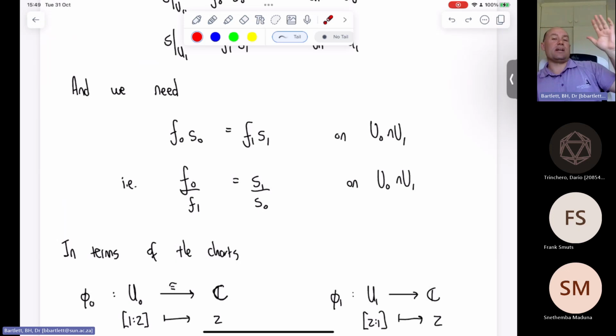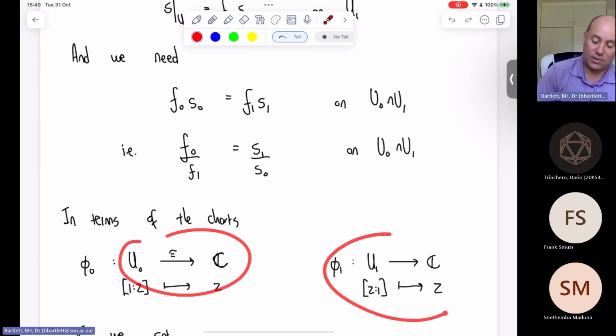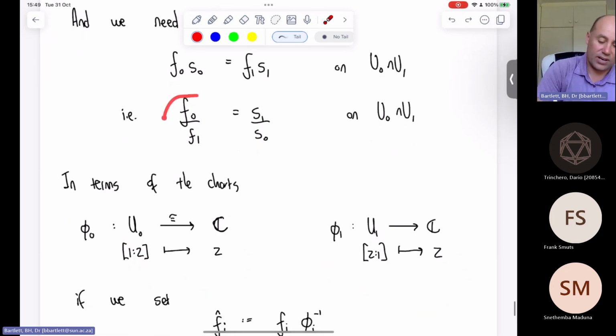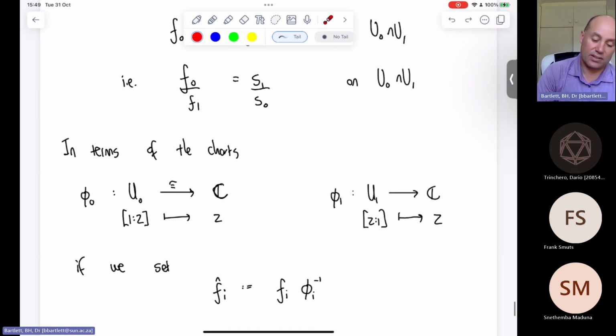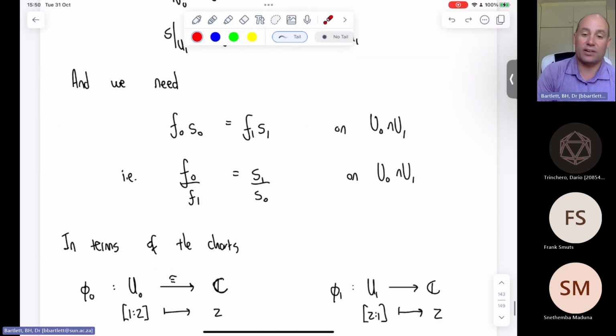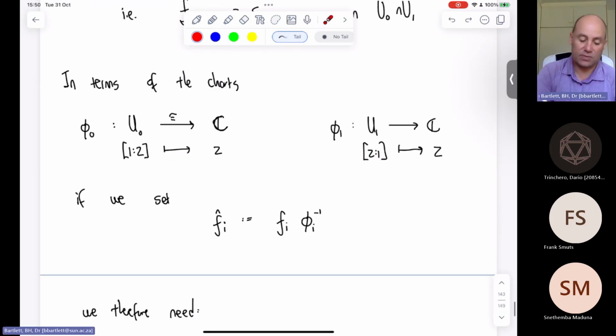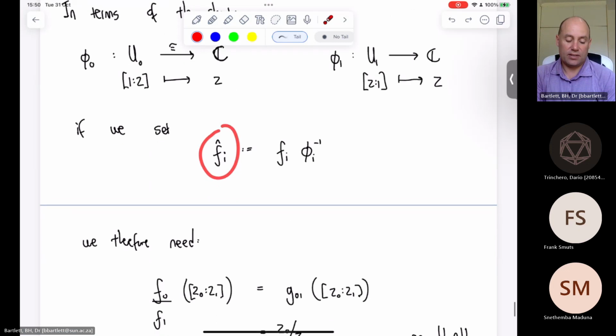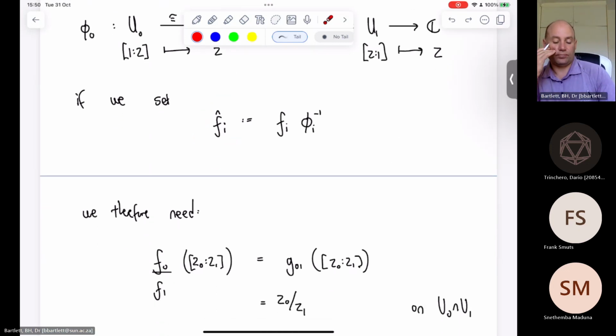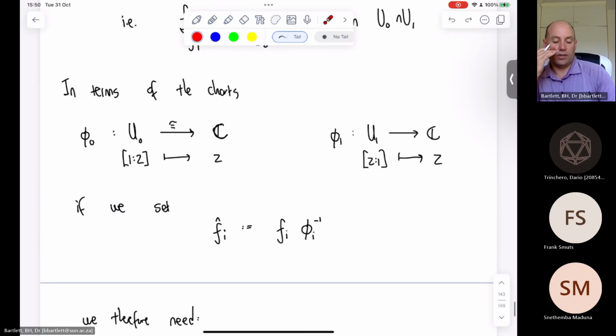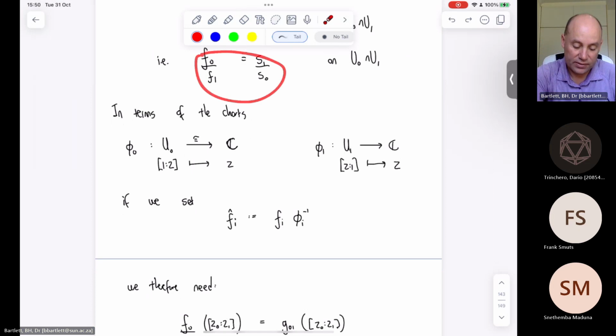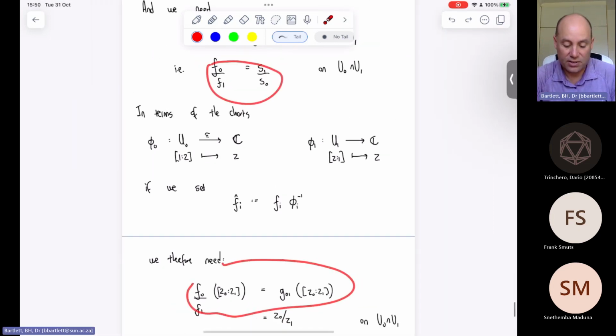Now let's convert this to the holomorphic charts, because on the other hand, I've got these bijections between U0 and C. So phi naught sends U0 to C like this, and phi 1 sends U1 to C like this. So this equation here, if I write it down, at the moment these f's are functions defined on U0 and U1 respectively. But now I want to pull them or push them forward, if you like, to functions defined on C. That's what these hats are. So this condition here becomes this condition here in terms of the hats.